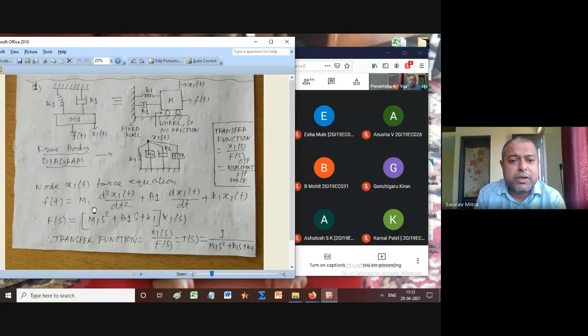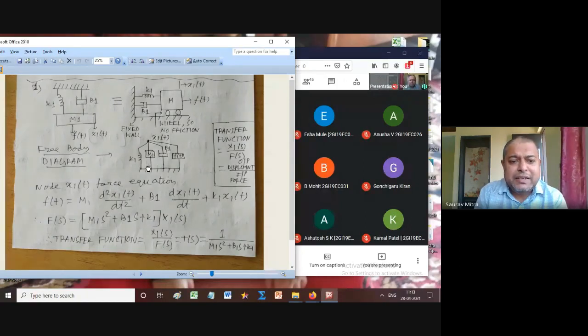So small f(t) is equal to M1, and we know what these three components are. M1 is the second order dynamics, B1 is the first order dynamics, K1 is the zero order dynamics. Zero order dynamics is nothing but x(t) or x1(t), the displacement. So whatever force you are giving, this force is actually acting on the three components. M is the mass; for FV analogy, mass is equivalent to inductor. B is equivalent to resistor. K is equivalent to 1 by C, that is 1 by capacitor.